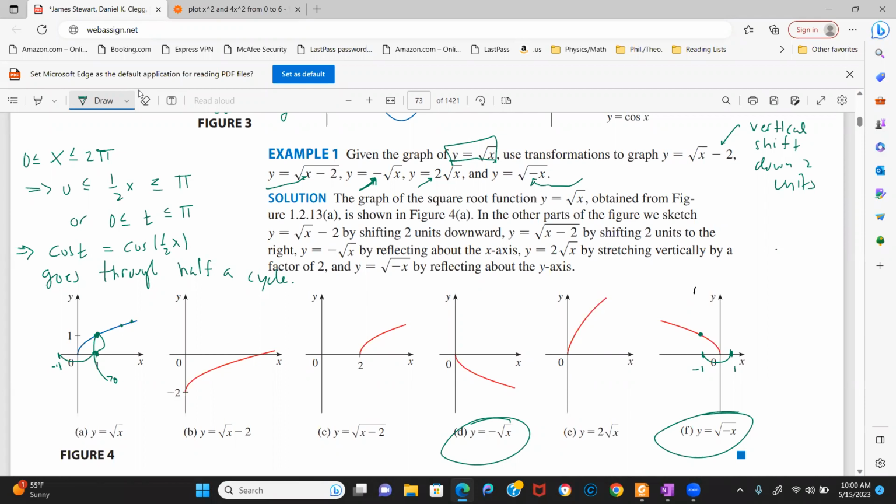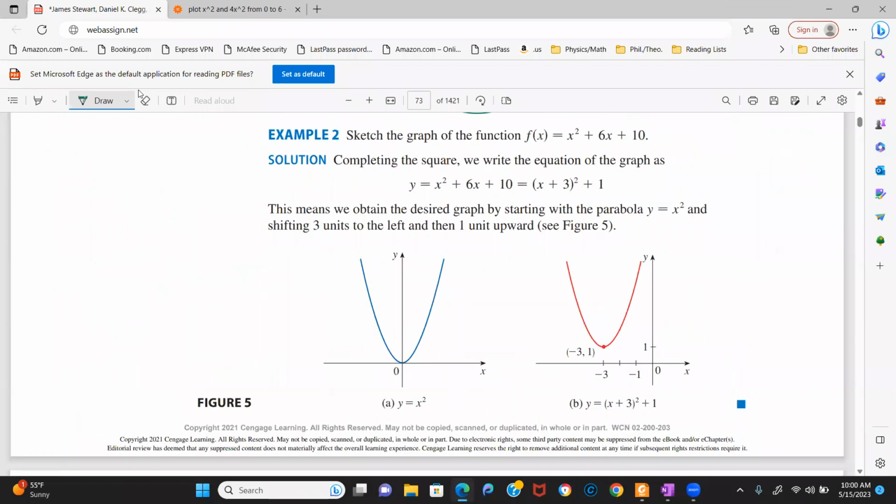And then this is just a horizontal shift downward 2 units. Sorry, this is a vertical shift down 2 units. This is a horizontal shift to the right 2 units. This is a vertical stretch. So, all right.